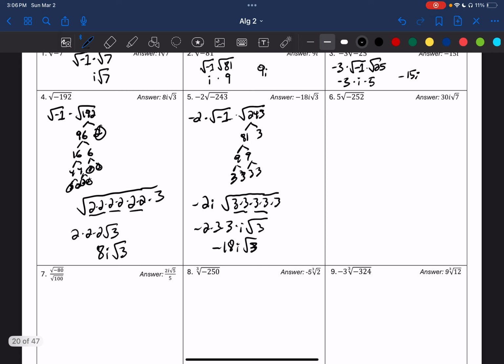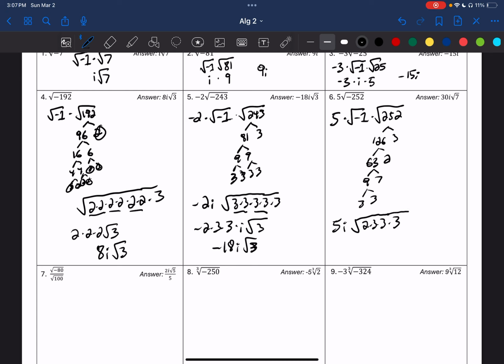All right. Keep it going. +5 times the square root of -1 times the square root of 252. 252, I'm going to go 126 and 3. I'm going to do 63 and 2. Go 9 and 7, and then 3 and 3. Now we will have 5i times the square root of 2 times 3 times 3 times 3.